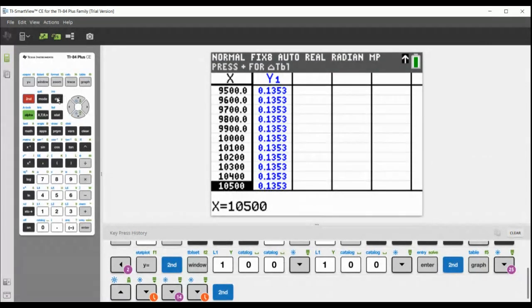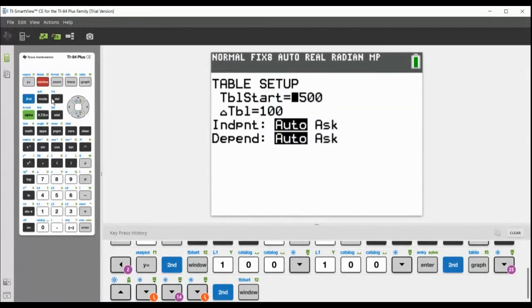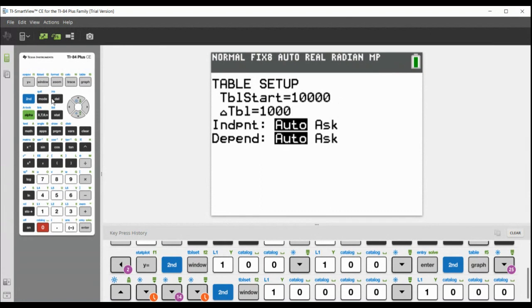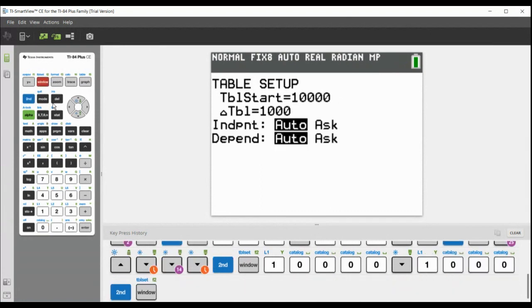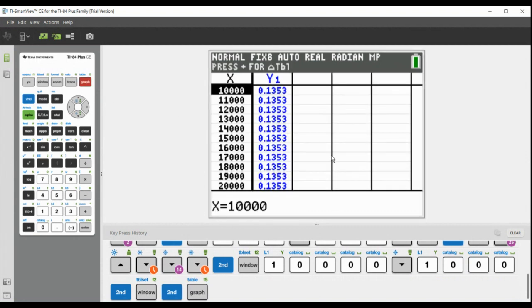I can always go back to table set, by the way, and I can start the table at 10,000 and then have a delta table by 1,000. You know, I can adjust the table and look at the table, and you can see it's not going to change. It's not changing. So that's how you do that.